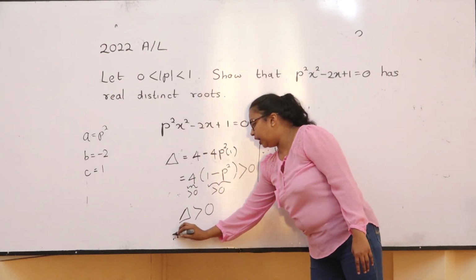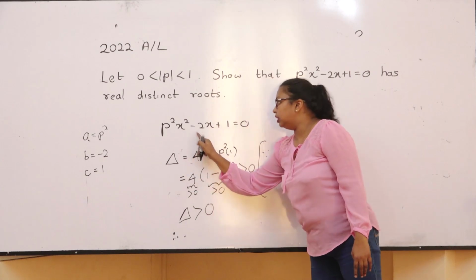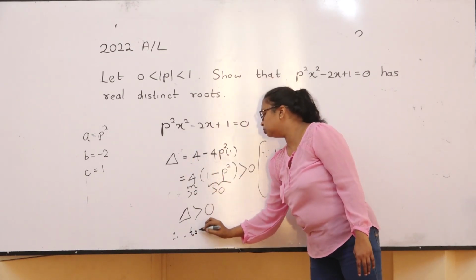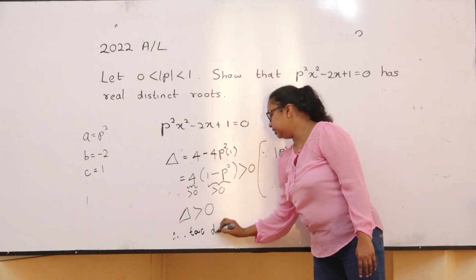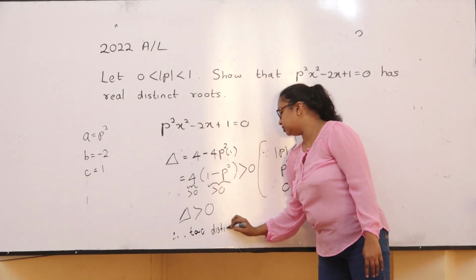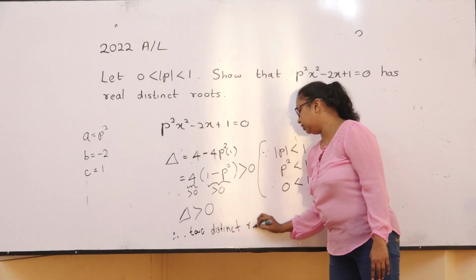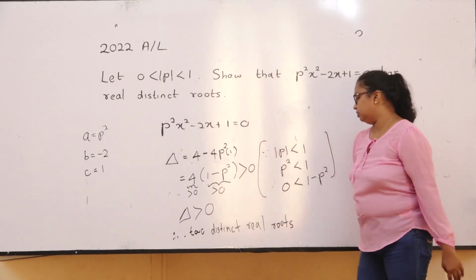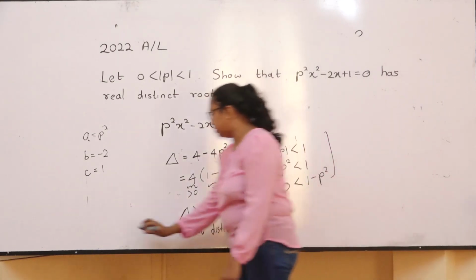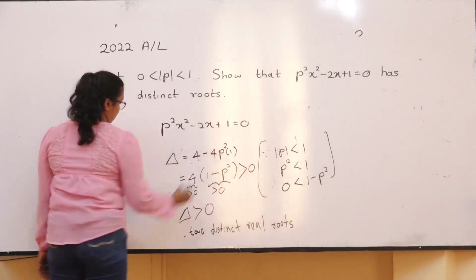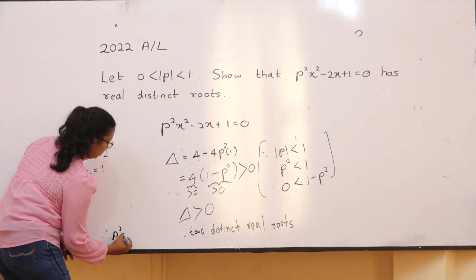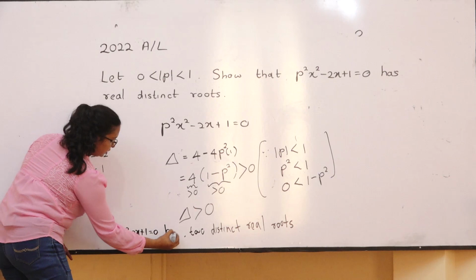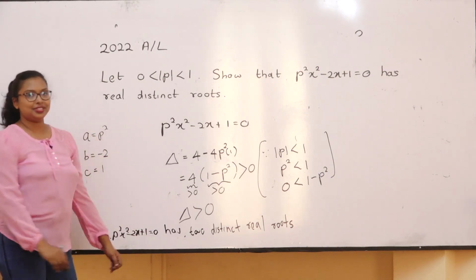we have 2 distinct real roots. Okay, you all can write like this. Therefore, this p squared x squared minus 2x plus 1 equals 0 has 2 distinct real roots. Thank you all.